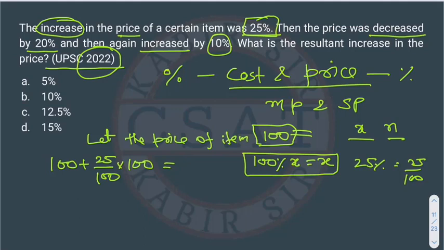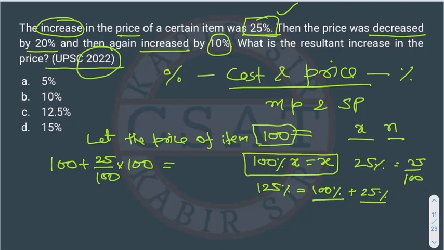So we are talking about 100% of some item, so it will be that item only. Here the question is saying that if there is an increase of 25%, we can also write 125%. Why? Because it will be like 100% plus 25%. Okay, and 100% is the item itself and 25% is extra.